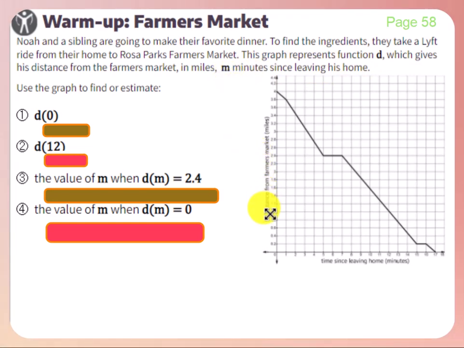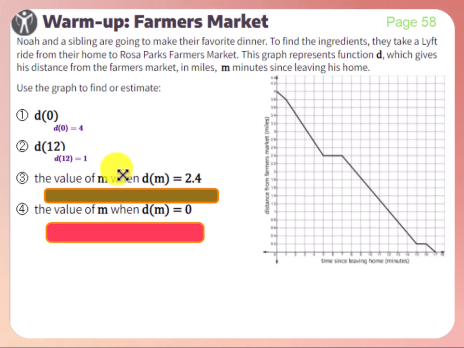So let's look at our graph. The distance is miles. That's our y-axis. That's D. And then minutes is time. Time is going to be on our x-axis. So what is D of 0? When x is 0, what is the answer? So we're going to go here on the x-axis to 0, and then go up and see that y is 4. What is D of 12? So again, we're going to start on the x-axis, go to 12, then go up to the y-axis. When x is 12, y is what? Y is 1.